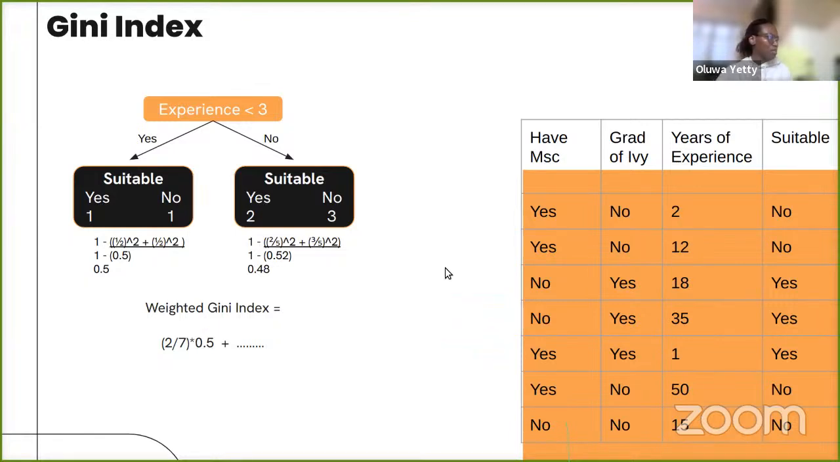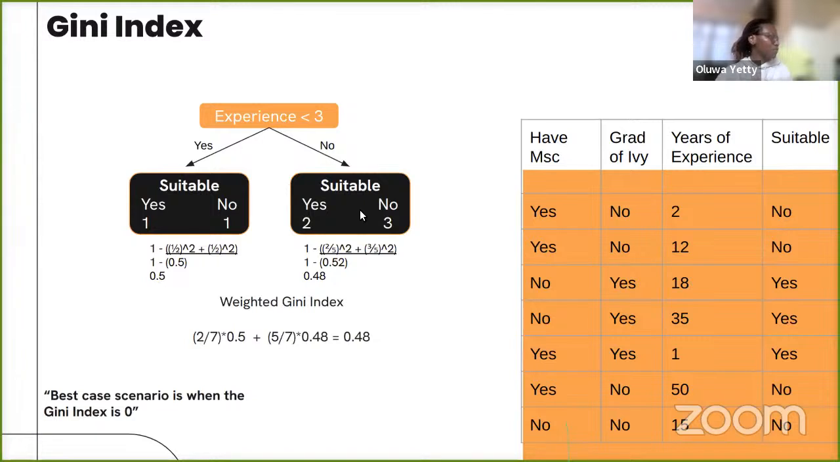And how we came about 5/7 is that we added this as well, the same way we added 1 plus 1. How many suitability under no when the experience is less than 3 is 5, over the total, which is 7, times the probabilities. Basically, that's how we arrived at 5/7 times 0.5. And then when we do all of this and add it to the summation of this, it gives us 0.48. So hopefully Victor understood that.